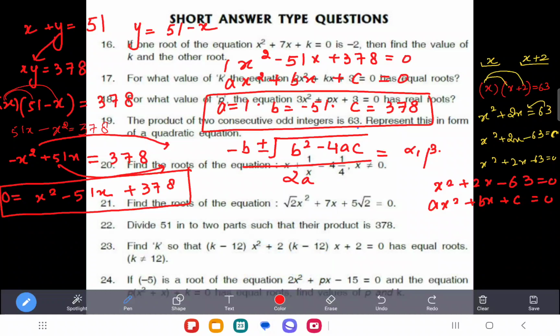Would you be able to solve it now? I don't know. So let's solve it fully. So minus of minus 51 plus minus under root of minus 51 whole square minus 4ac over 2a.